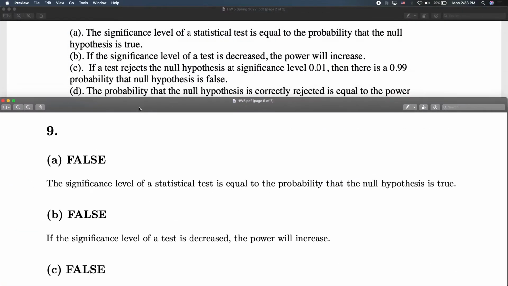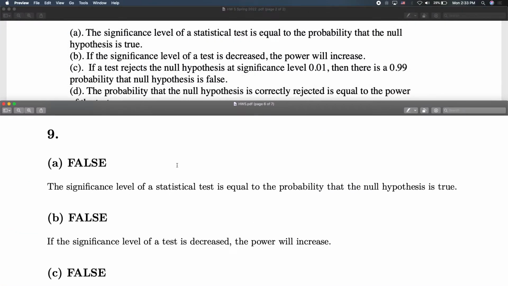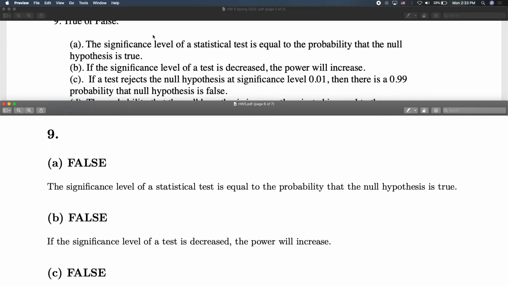Then true or false. The significance level of a test equals the probability that the null is true. So this is false. We just go through this again and again: we reject the null when the null is true. That is the definition for the significance level.